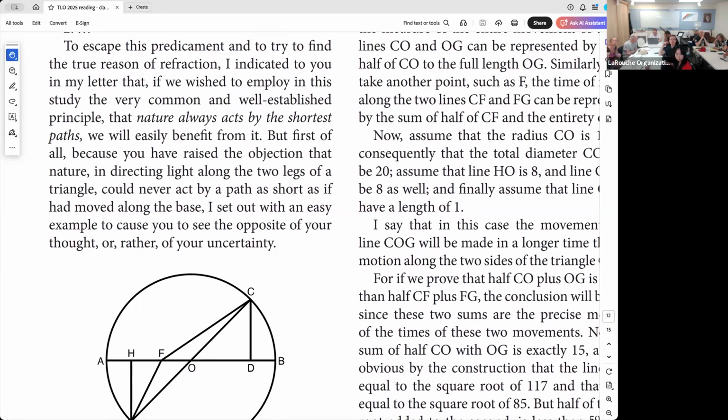To escape this predicament and to try to find the true reason of refraction, I indicated to you in my letter that if we wish to employ in this study the very common and well-established principle that nature always acts by the shortest paths, we will easily benefit from it. But first of all, because you have raised the objection that nature, in directing light along the two legs of a triangle, could never act by a path as short as if it had moved along the base, I set out with an easy example to cause you to see the opposite of your thought, or rather of your uncertainty.